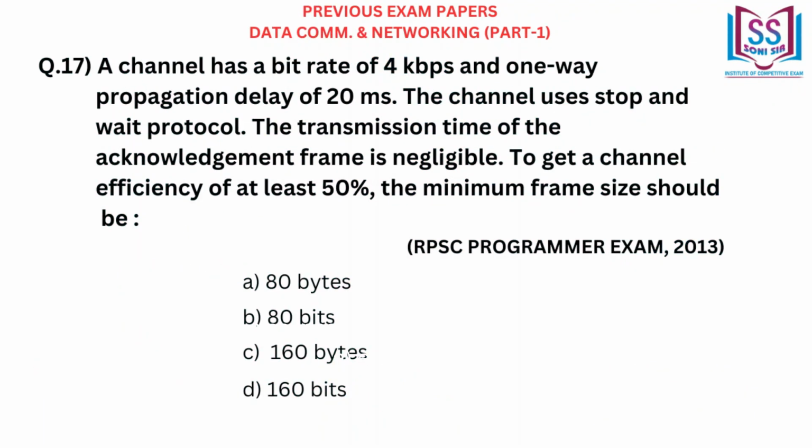A channel has a bit rate of 4 kbps and one-way propagation delay of 20 milliseconds. The channel uses stop and wait protocol. The transmission time of the acknowledgement frame is negligible. To get a channel efficiency of at least 50%, the minimum frame size should be A. 80 bytes, B. 80 bits, C. 160 bytes, D. 160 bits. Correct answer D. 160 bits.